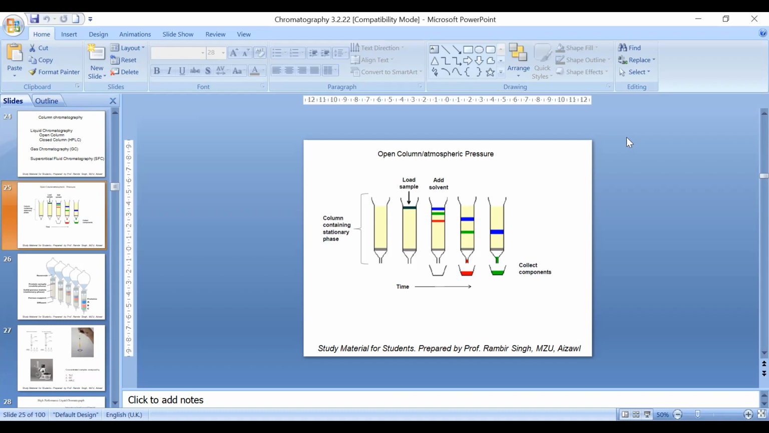That means the performance of the system is improved. So based on that, we said that the performance is enhanced. So that's why we call it High Performance Liquid Chromatography. Okay, very good.